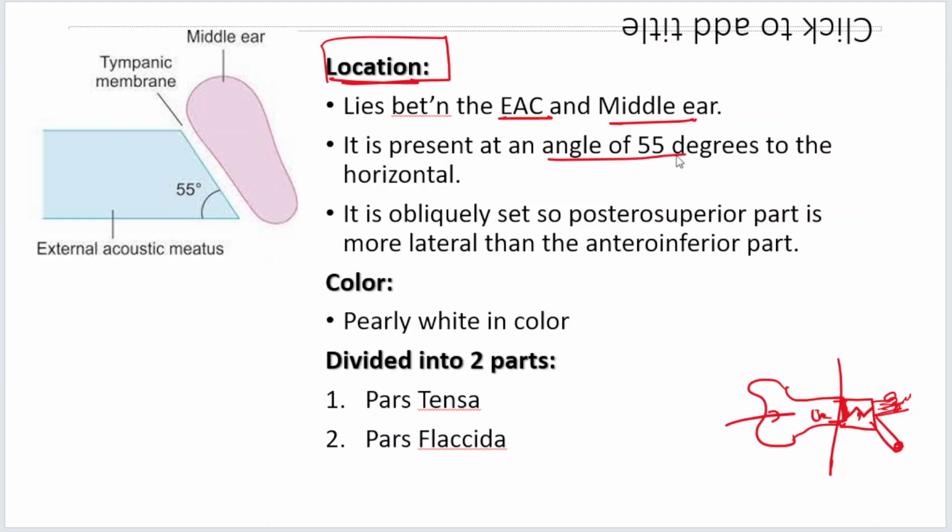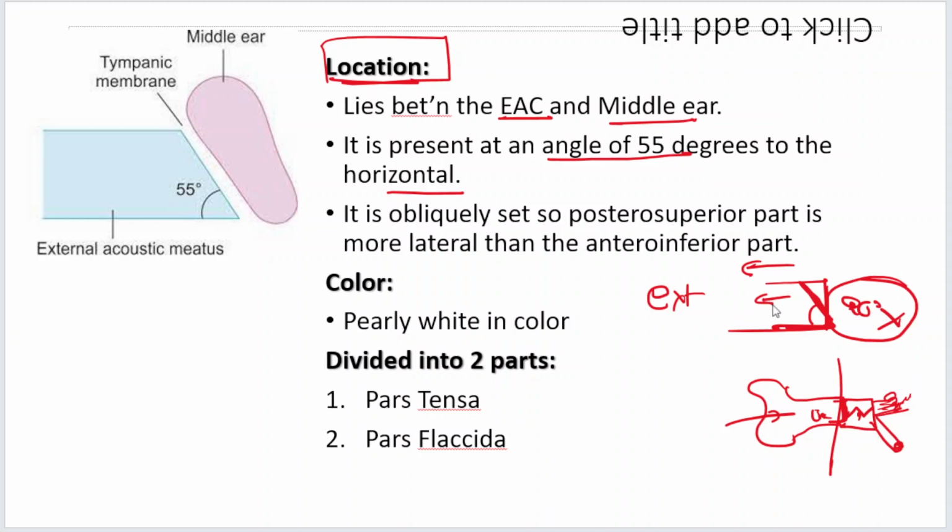Okay. So what is to be understood? It is present at an angle of 50 to 55 degrees to the horizontal. So it is not present at an angle of 90 degrees to the horizontal. It is present at 55 degrees to the horizontal. It is slanting towards the outside, laterally.